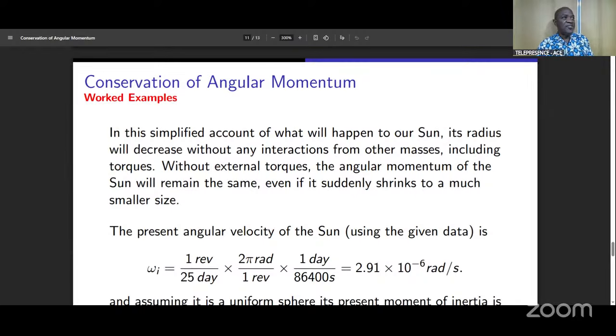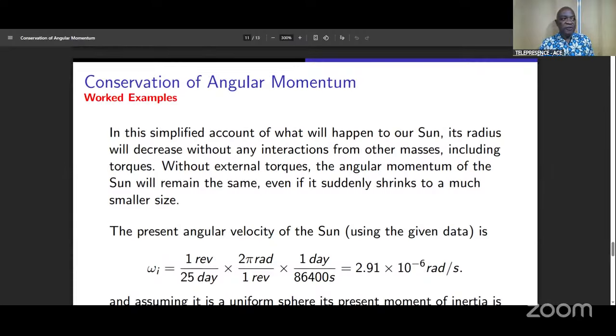Okay. So in this case, notice that we have a conservation of angular momentum. That is, the product of the initial moment of inertia and angular frequency, I_i omega_i, will be the same as the product of the final, omega_f and I_f, where f means final.